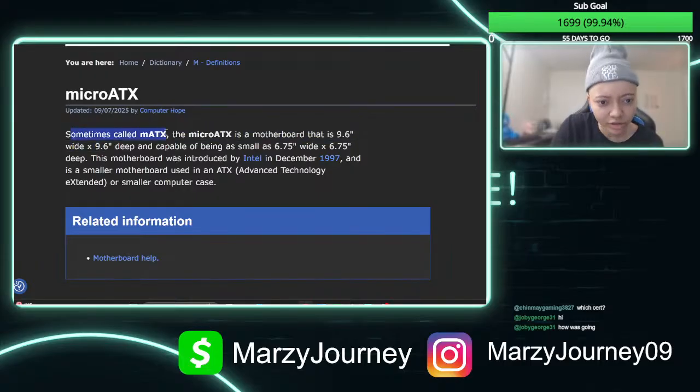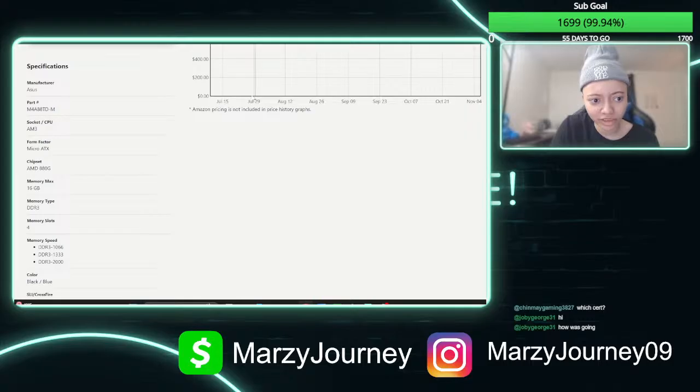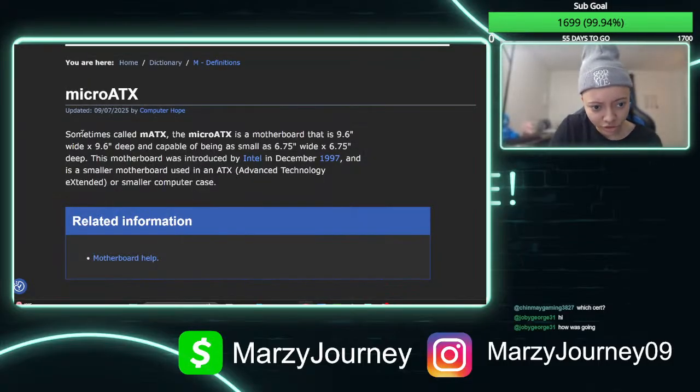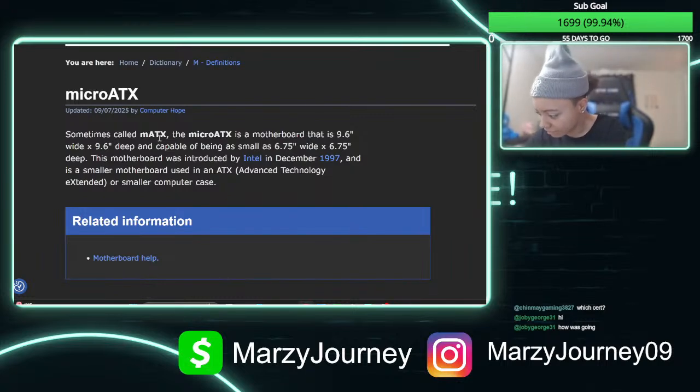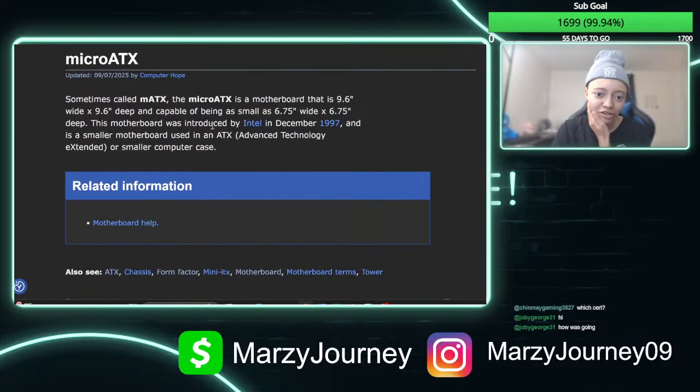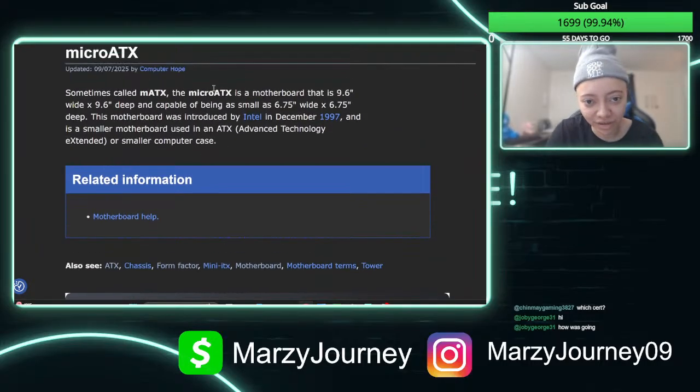Sometimes called MATX and Micro ATX. I haven't seen MATX. It always says micro, at least as of right now. So I just wanted to get into this, and this would probably be the last thing I look at for the motherboard. We took a whole page of notes there for that motherboard. But I just want to see which one is better, because that's what ChatGPT was telling me to get into. ChatGPT was like, we'll do Micro ATX and then ATX versus.